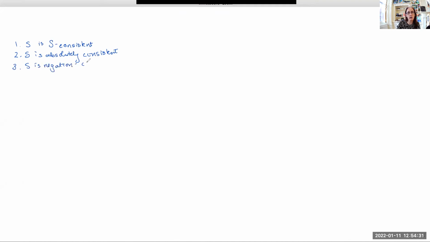So what we need to do is show that from any one of these, you can derive any of the others. We've got one notion of consistency, S consistency, another one, which is absolute consistency, and a third one, which is negation consistency. We'll show how each one of these notions implies one of the others so that you end up getting a great big circular implication. So first, I'm going to show that S consistency implies negation consistency.